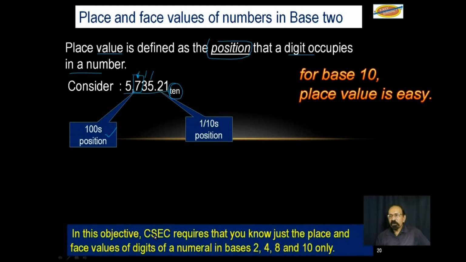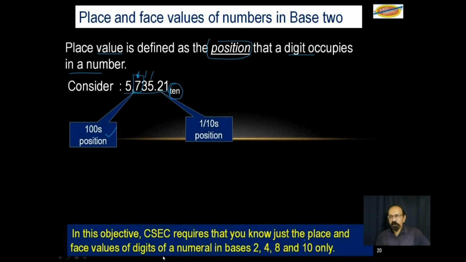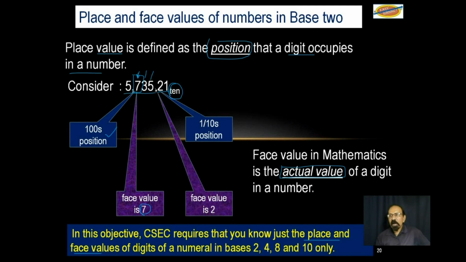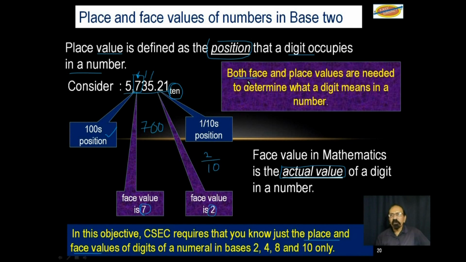Now remember, all we need to know is the face and place values. Now what is the face value? Face value is the actual value of the digit that you see. Its face value is 7. So you have 7 in the hundreds position, that means 7 hundreds. And you have 2 in the 1/10 position, that actually means 2/10. So both face and place values are needed to determine what a digit means in a number.